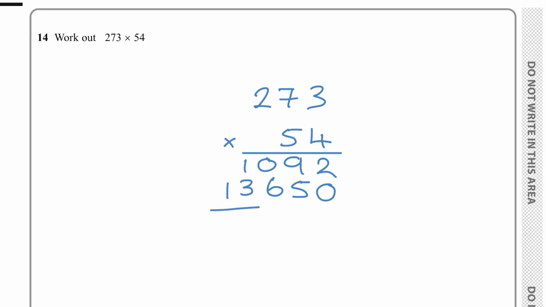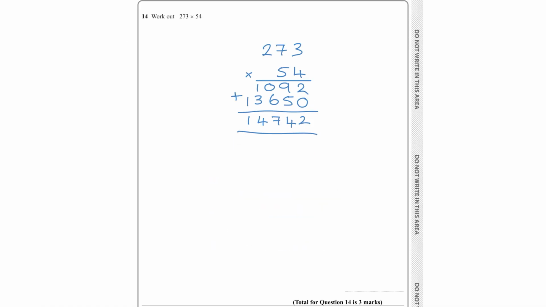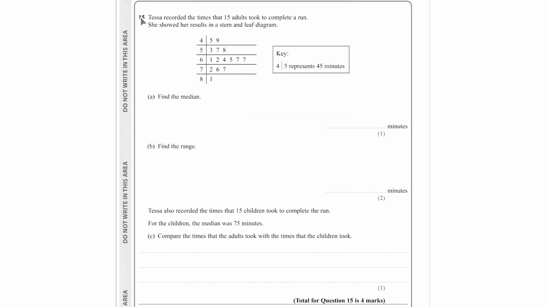And then the second mark is showing that you've added these two. So put a plus sign there. 2 is 14. 4 carry the 1. 6 plus that carried 1 is 7. 1 plus 3 is 4. And then 1. And there's your final answer, 14,742.